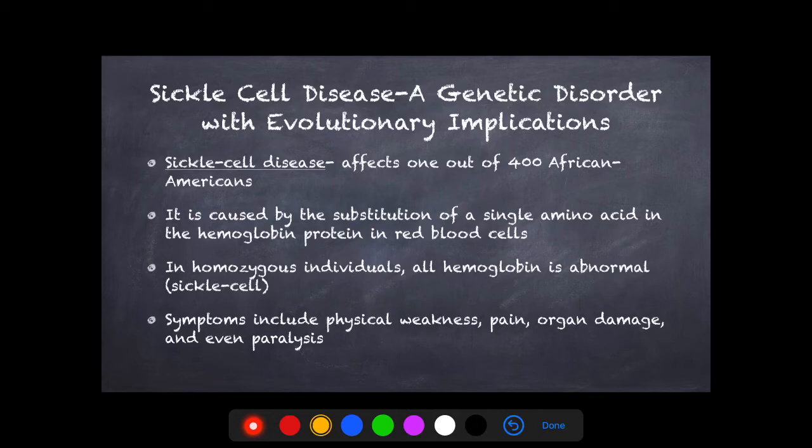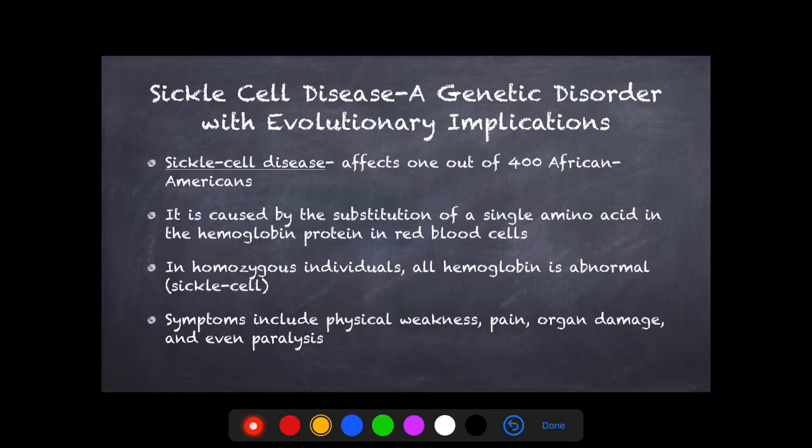And basically what happens is, it's kind of crazy, if you remember, we studied the amino acids, which make up the proteins in your body. Just one single substitution of an amino acid in the hemoglobin protein, which is in your red blood cells, can cause sickle cell disease. And it's in homozygous individuals, and it causes all of your hemoglobin to be abnormal, which causes the sickle cell shape. And this is really dangerous because you have a lot of physical weakness. People usually can't do a lot of exercise and activities.